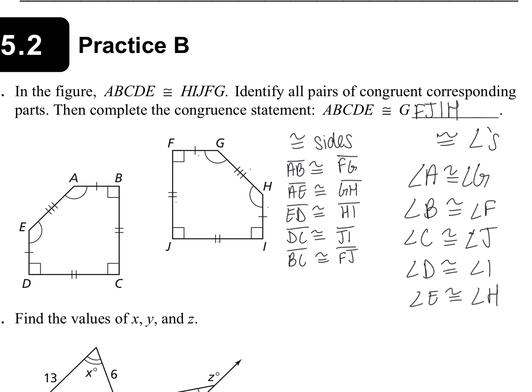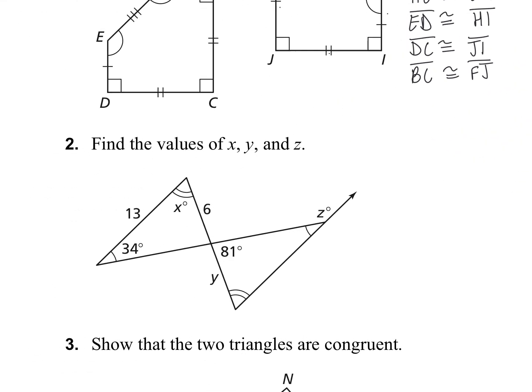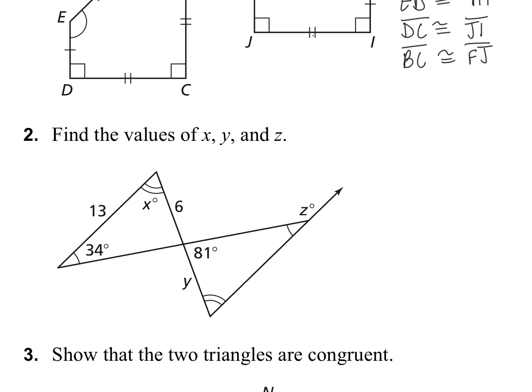We're just matching it. All right, let's go ahead and do number 2. It says find the value of X, Y, and Z. So these two are congruent triangles. I'm going to tell you right now they are congruent. So looking at it, how would I solve for X first? Everybody should have it open on their iPads. How would I get my X first?